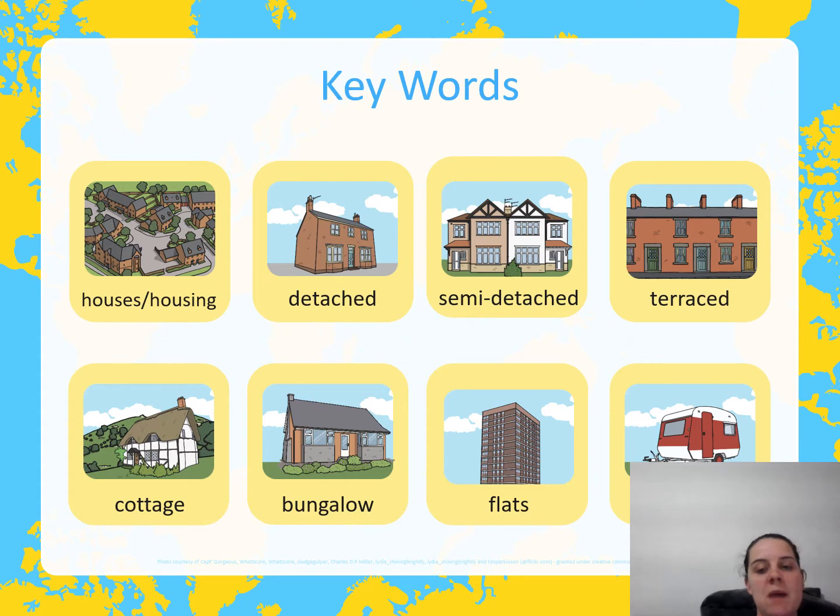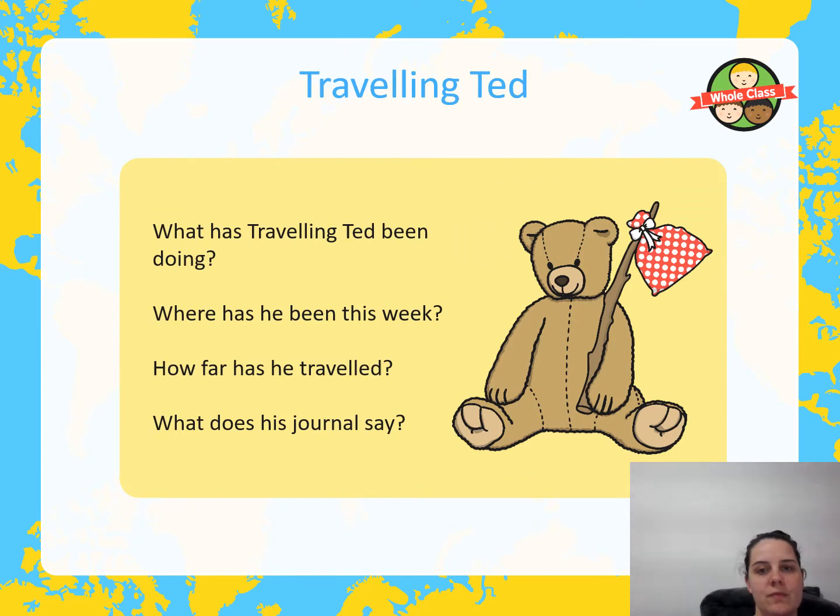Okay, so the key words we might use today are house, houses, housing, detached, semi-detached, terraced, cottage, bungalow, flats and caravans. Okay, so Travelling Ted. What has Travelling Ted been doing today? Where has he been this week and how far has he travelled? What does his journal say? We'll look at that on Class Dojo for you because I haven't uploaded it to this at the moment.